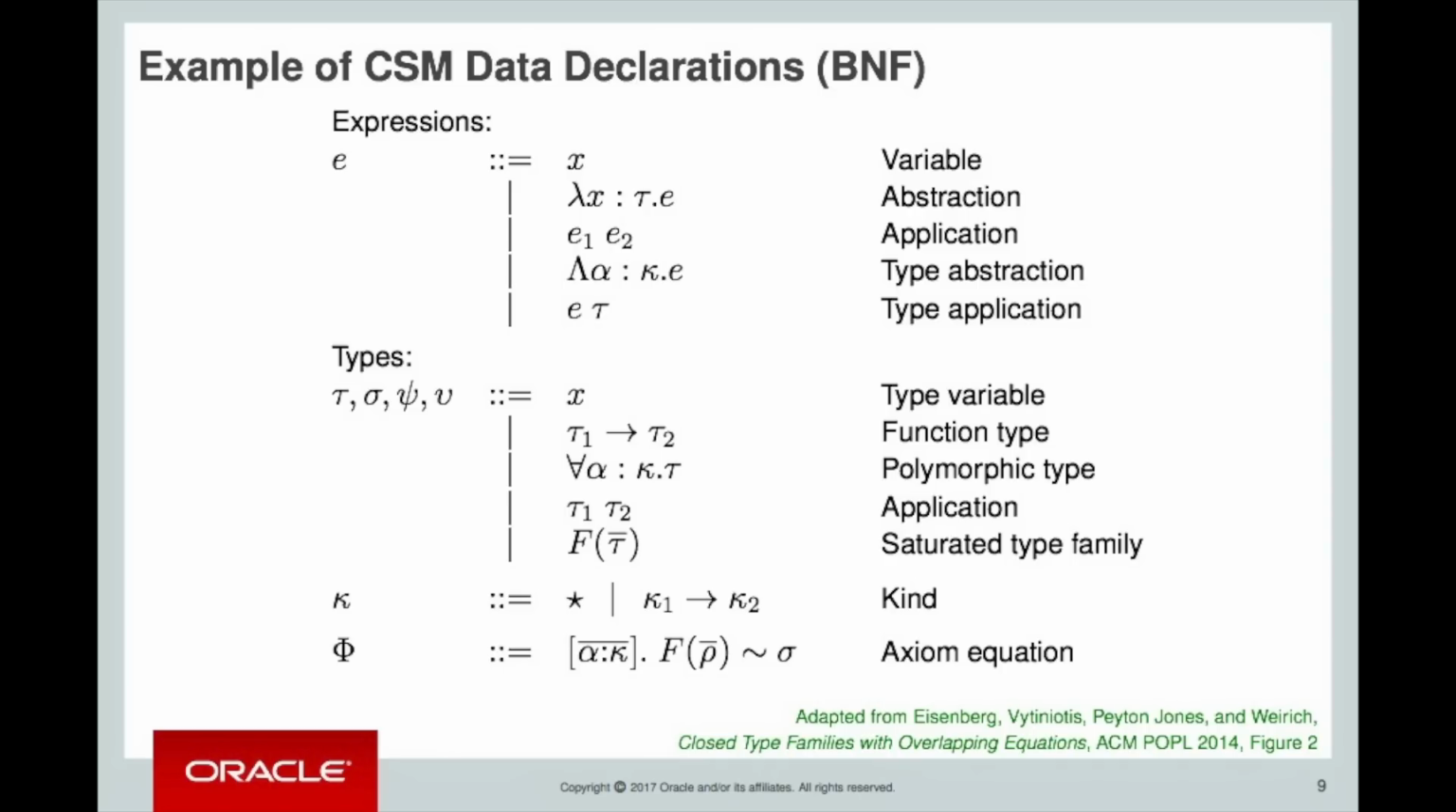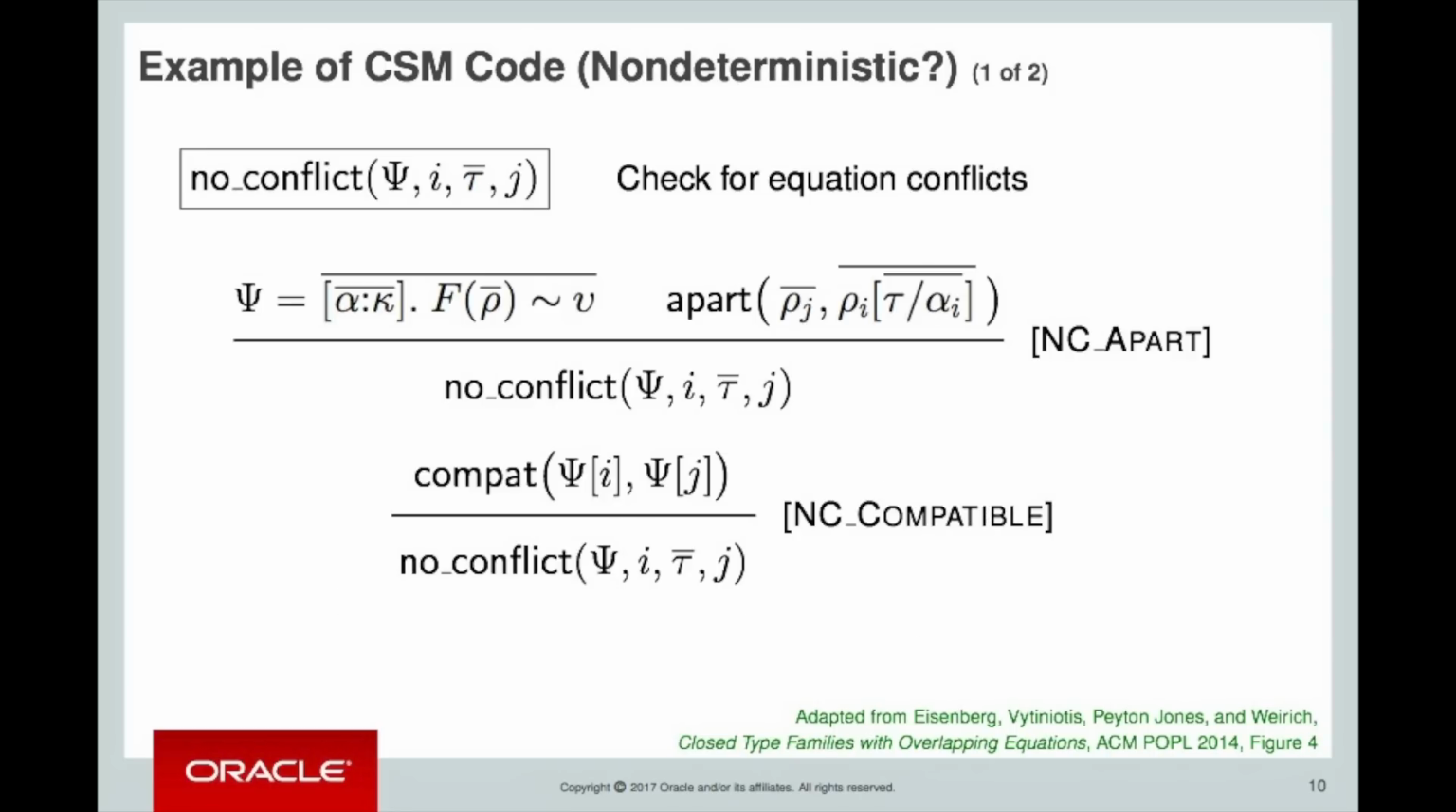So here's an example of a data declaration in this language. This should look very familiar to you if you've read any SIGPLAN papers. We're going to take a much closer look at this slide later, so I'm going to skip over it now. Here's some examples of code. This is non-deterministic code. This is taken from a 2014 POPL paper.